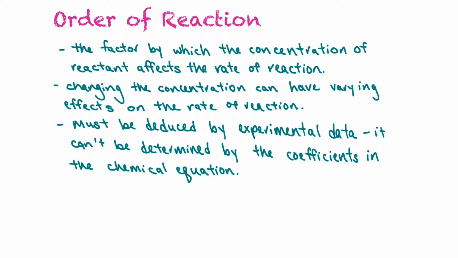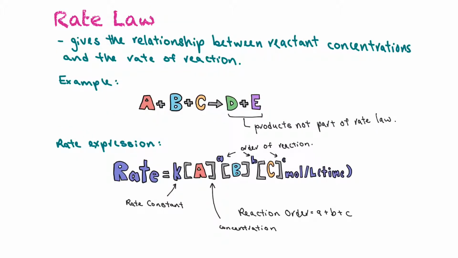You may double a reactant's concentration and have no impact at all on the rate of reaction. Or you may double it and it'll cause the rate of reaction to double as well. So we have to explore these things. So the rate law gives the relationship between the reactant concentrations and the rate of reaction. We don't include the products as part of the rate law. We only take a look at the reactants.